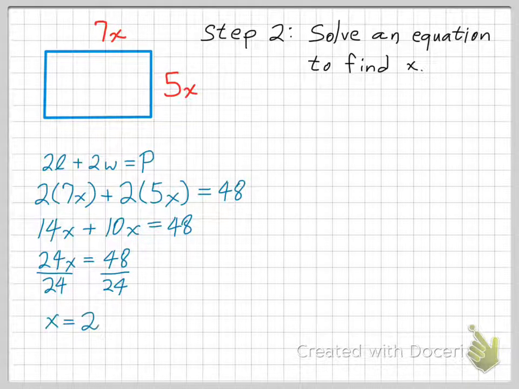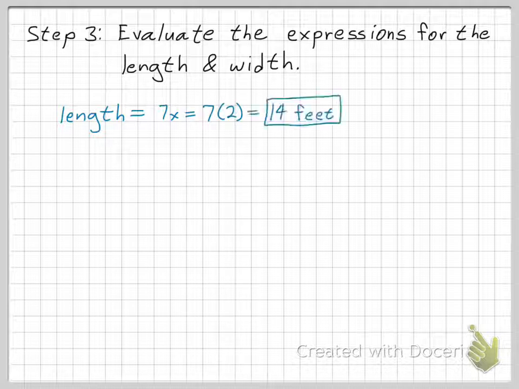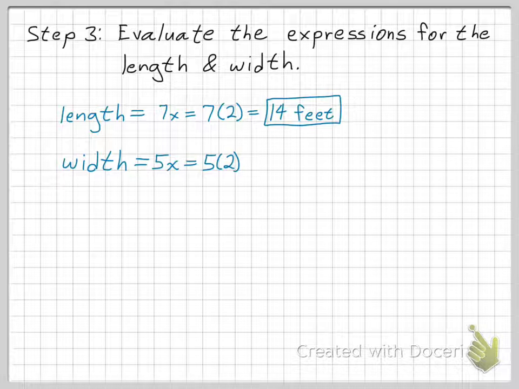So, aha, we found out that x in this case equals 2. Our next step then will be to evaluate the expressions that we wrote in step 1 for the actual length and width. Okay, so the length is 7x, but we now know that x is 2, so the answer is the length is 14 feet. And similarly with the width, we know that the width is 5x, but we now know that x is 2, so it's 5 times 2, or 10 feet.